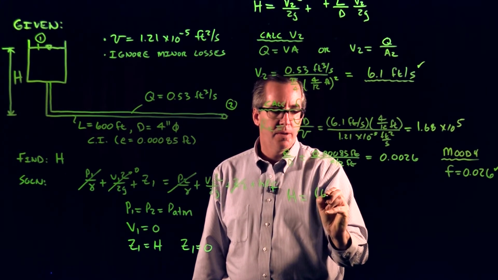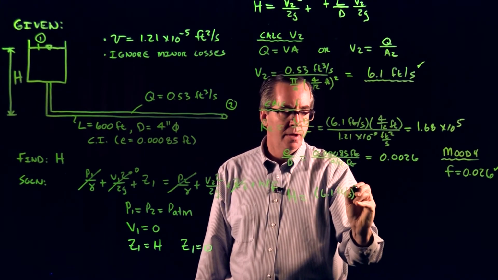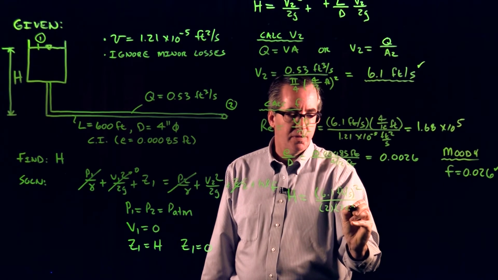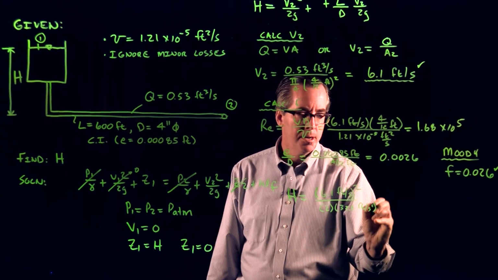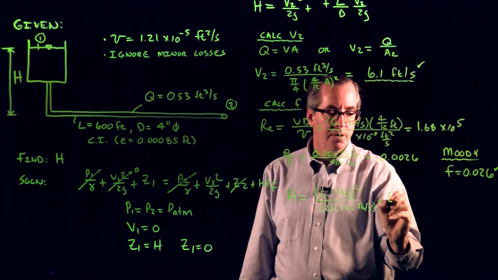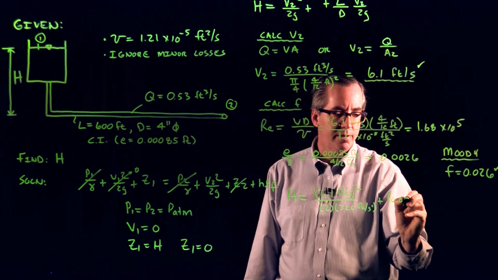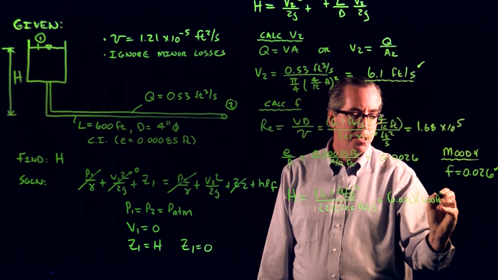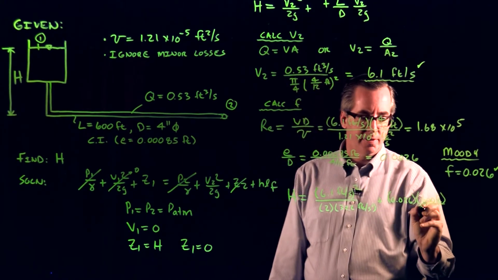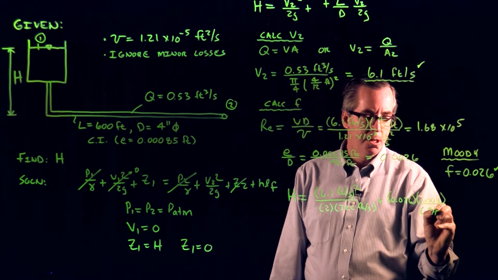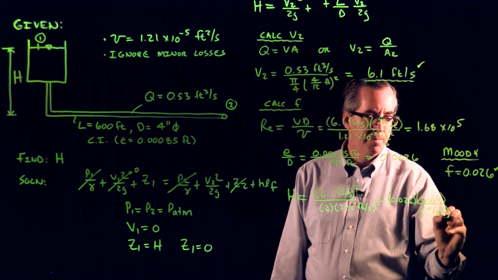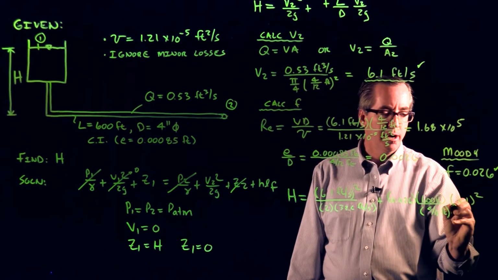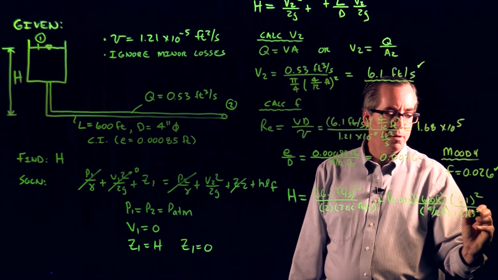So we have a value of 6.1, and again I'm going to write the units throughout, feet per second squared divided by 2 times gravity, which in English units is 32.2 feet per second squared, plus the friction factor, 0.026. The length of the pipe is 600 feet. The diameter of the pipe is going to be 4/12 feet again. And then we have the velocity head, which is 6.1 squared over 2 times 32.2.